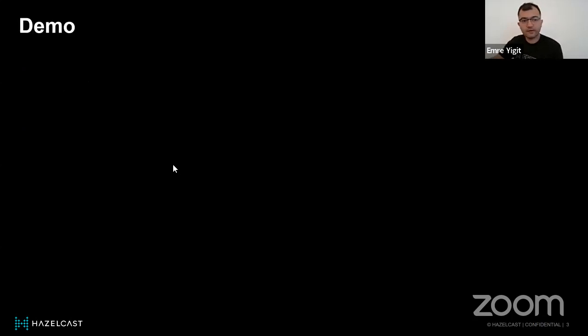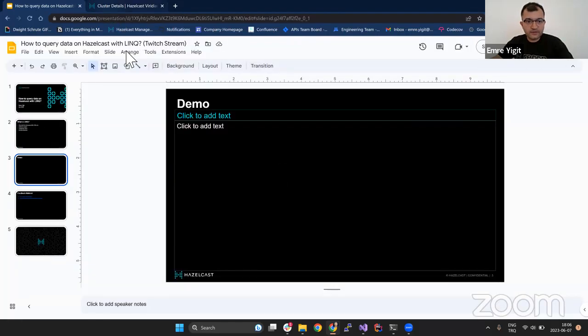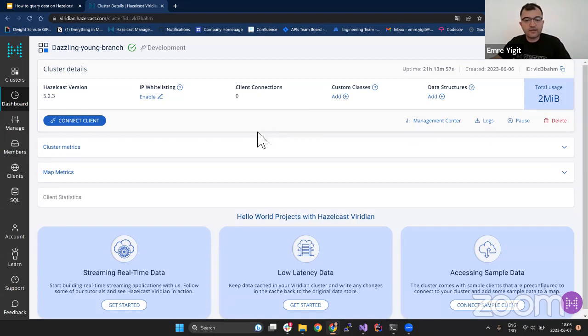So let me show you how to use LINQ within a small demo. Before starting the demo, we need a cluster. I suggest people use Viridian, which is the serverless solution of Hazelcast. You don't have to deal with anything. You just create the cluster, connect and use it. I created an account before the install, and I also just created a cluster within the free tier.